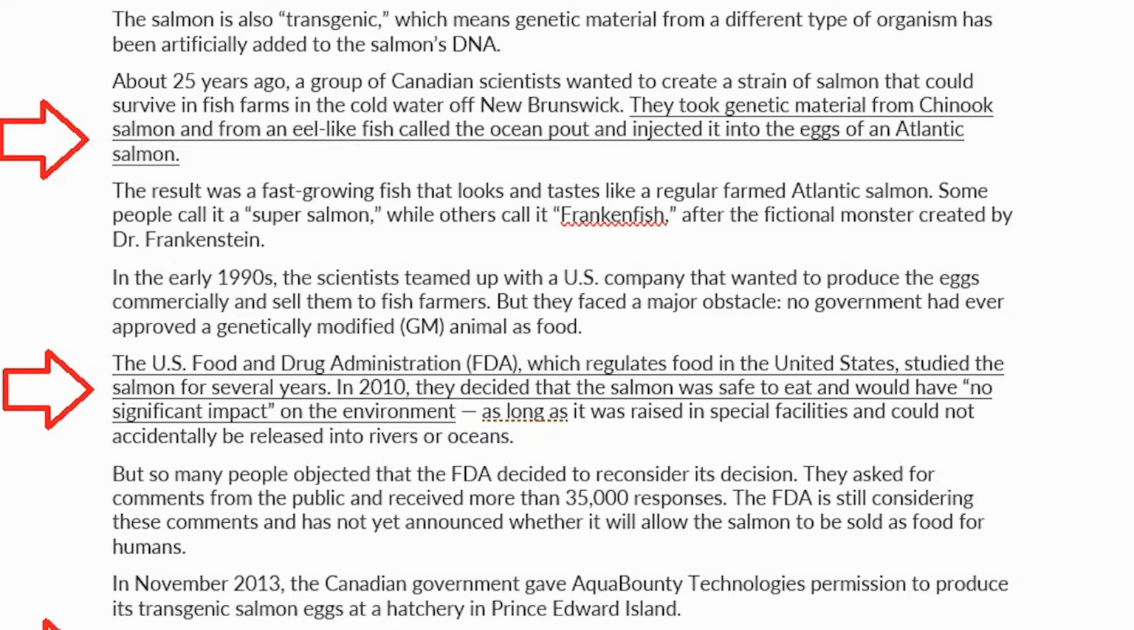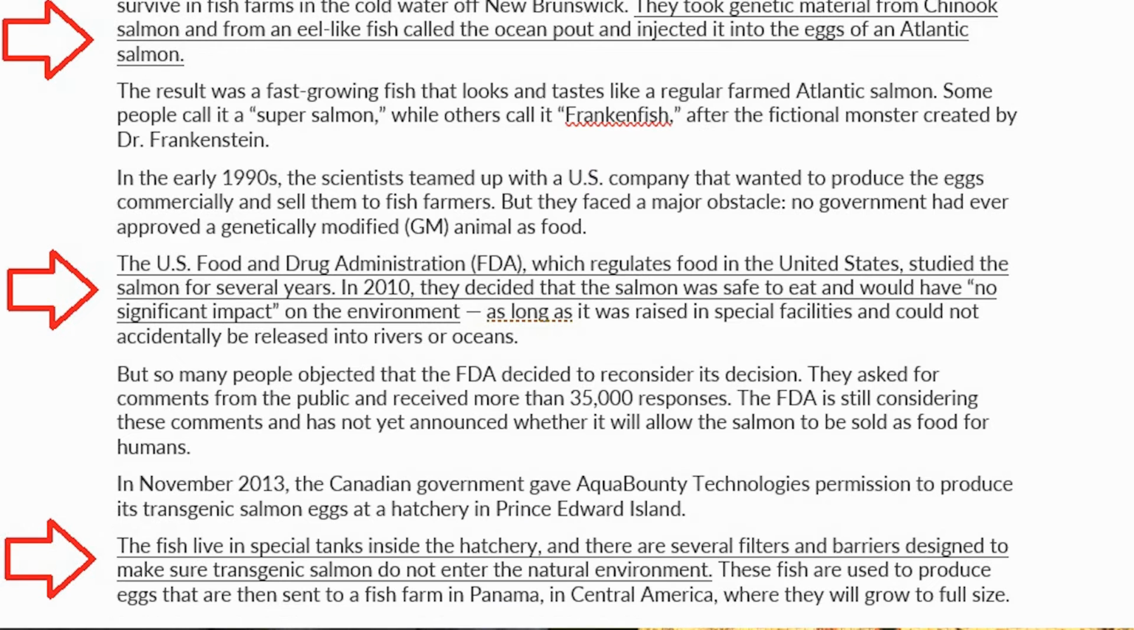But so many people objected that the FDA decided to reconsider its decision. They asked for comments from the public and received more than 35,000 responses. A lot of responses. Wow. The FDA is still considering these comments and has not yet announced whether it will allow the salmon to be sold as food for humans.